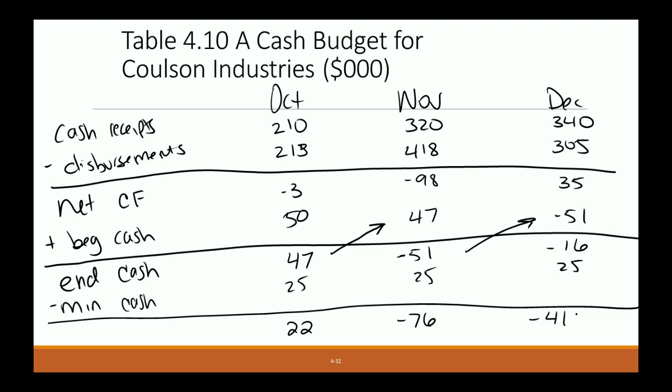So what this means is that we have a positive number in October. Positive means that you have cash left over. We have negative numbers in November and December. That means that we need to have some sort of financing set up so that we can make it through the winter.